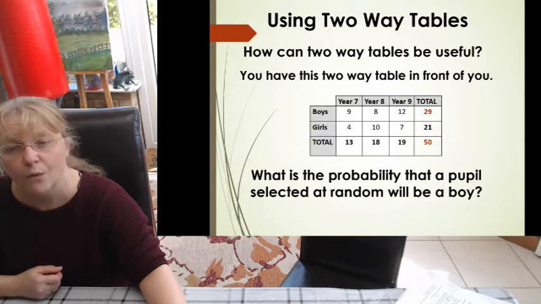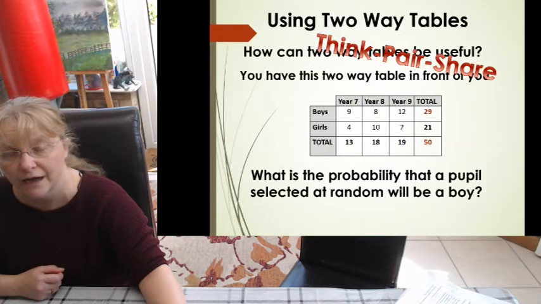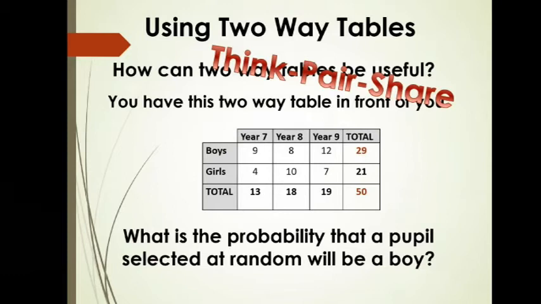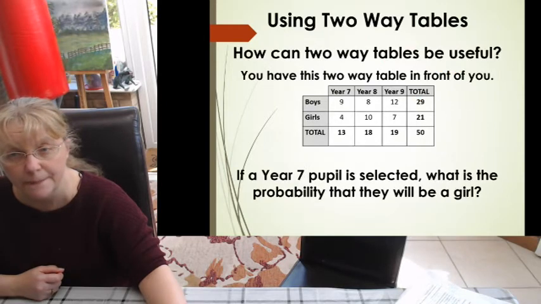So, what is the probability that a pupil selected at random will be a boy? So just a boy. Have a think. And the answer is 29 over 50.